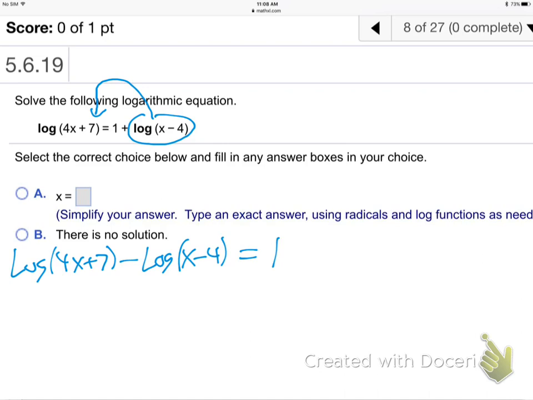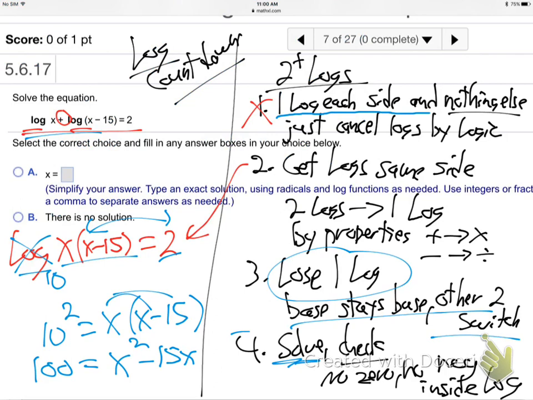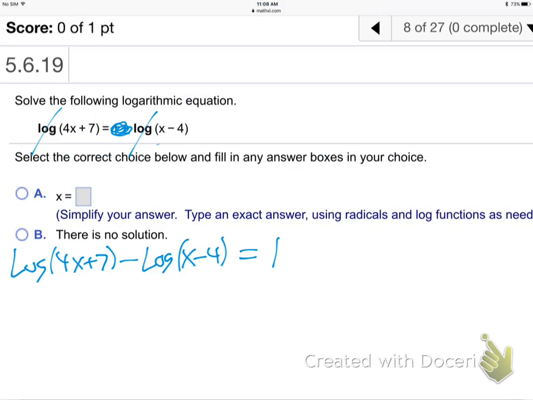By the way, why can't I just cancel out the log from both sides? Didn't you say yesterday that was illegal? Well, we did it a couple times yesterday. Why can't I just go boom, boom? Because of the 1. That's what I'm saying with these steps: if there's 1 log on each side and nothing else, then you can just cancel the logs. If it was just log of 4x plus 7 equals log of x minus 4, I would totally drop the logs and go to 4x plus 7 equals x minus 4. But if there's something else there, you can't do that.